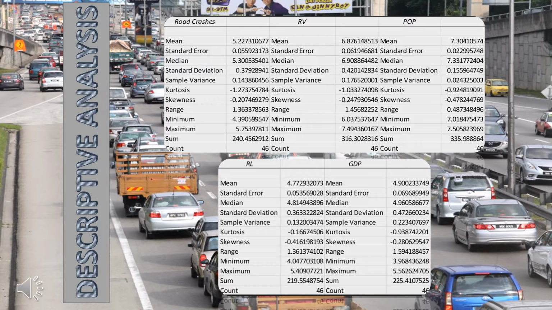Skewness indicates the symmetry of your data distribution. Skewed data are asymmetric. The terms right skewed and left skewed indicate the direction in which the long tail points on the distribution curve. For example, the data for road crash has a skewness of negative 0.1. This value is close to 0, signifying that this data has a symmetric distribution. However, RV has a skewness of negative 0.24, which indicates it's left skewed.